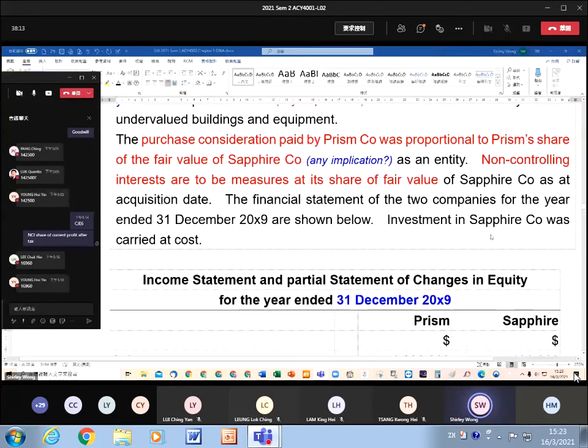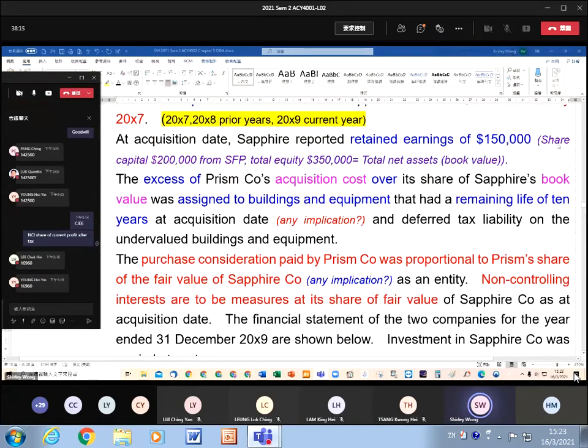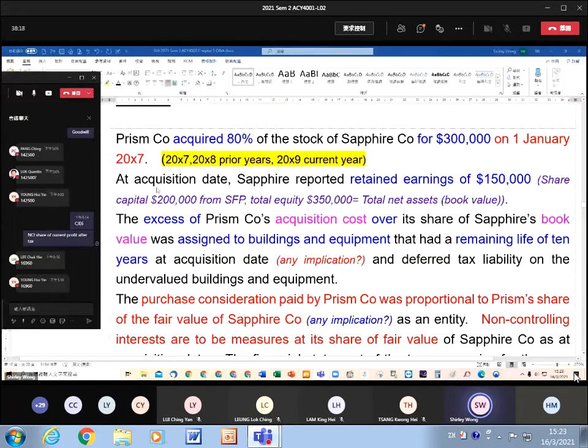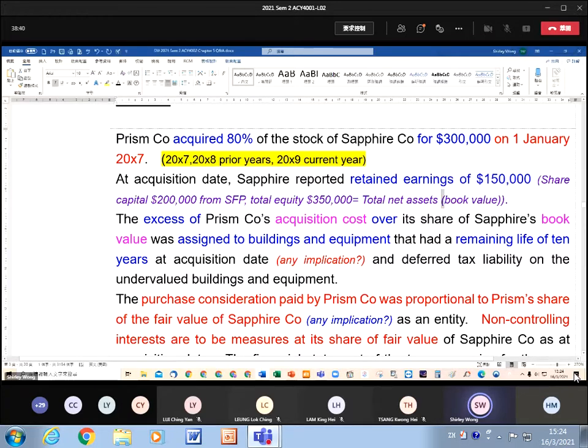So if they do not mention any new share issue, that means share capital at acquisition date is the same as now, that is 200,000. Therefore, from the statement of financial position, you find the share capital now, plus the retained earnings at acquisition date. It equals total equity. That total equity is 350,000. It also means that this is the total net assets at book value.